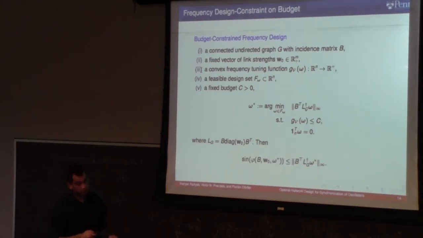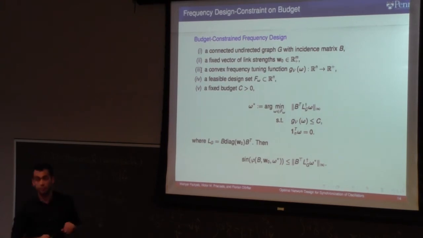So this is the statement of the problem. The first thing is that I have a connected undirected graph G with incidence matrix B. You give me this matrix B, and you give me the weights of the edges, W0, and you give me a convex frequency tuning function, g, a feasible design set, and a fixed budget on modifying these natural frequencies. And I solve this problem.